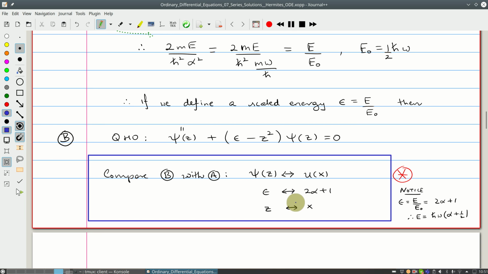I hope you've been able to notice something interesting already, that epsilon, which is E divided by E naught, is equal to 2 alpha plus 1 when we map A onto B. That means our energy is given by h bar omega times alpha plus a half. And it looks like it's exactly in the form of the energy of the states in a simple harmonic oscillator. But we haven't actually solved anything as yet. Before you get too excited, we haven't yet decided that alpha is an integer. At this point, alpha is a real number. So this is not yet the energy of the simple harmonic oscillator, but it's tantalizingly close to it.